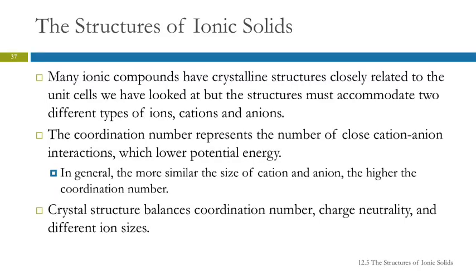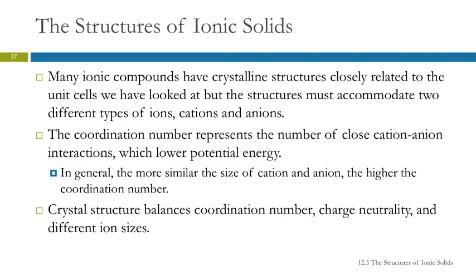Okay, so now we're going to talk about the ionic solids. Ionic compounds, most of them have crystalline structures. And they're related to the unit cells we looked at, but instead of all of the spheres being the same, we now have at least two different kinds of spheres. We have to have a cation and an anion.